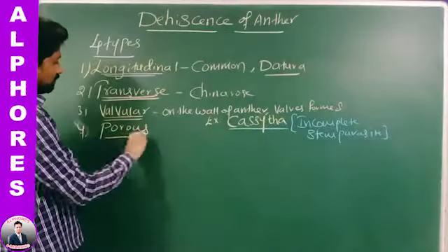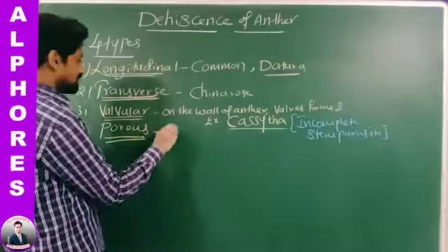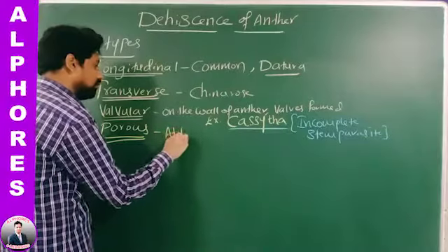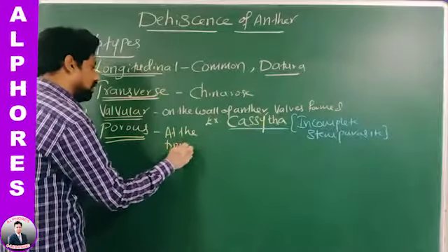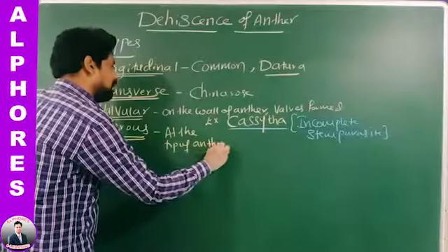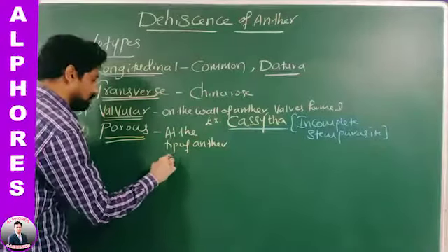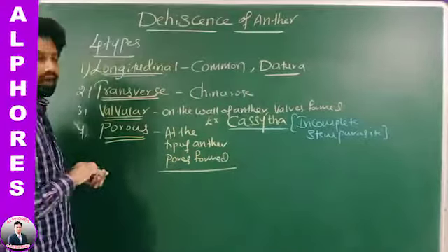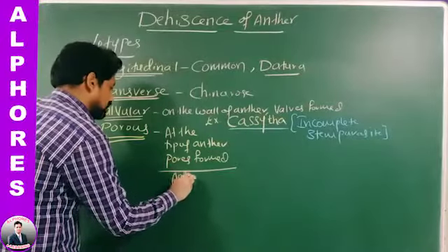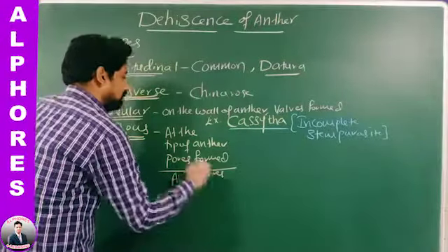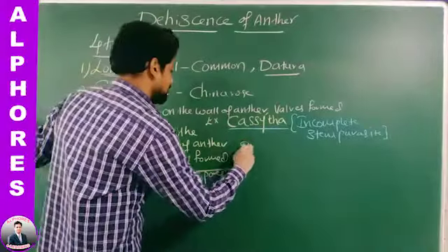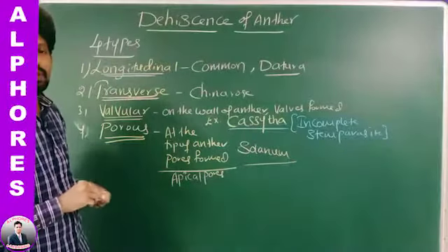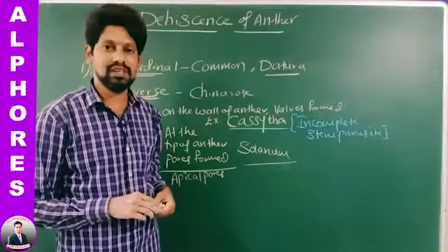Now go for the last one, porous dehiscence. This is the fourth one. At the tip of anther, pores are formed. Where are these pores formed, sir? Tip of the anther. So we are calling these pores apical pores. Porous dehiscence is seen in the case of Solanum.